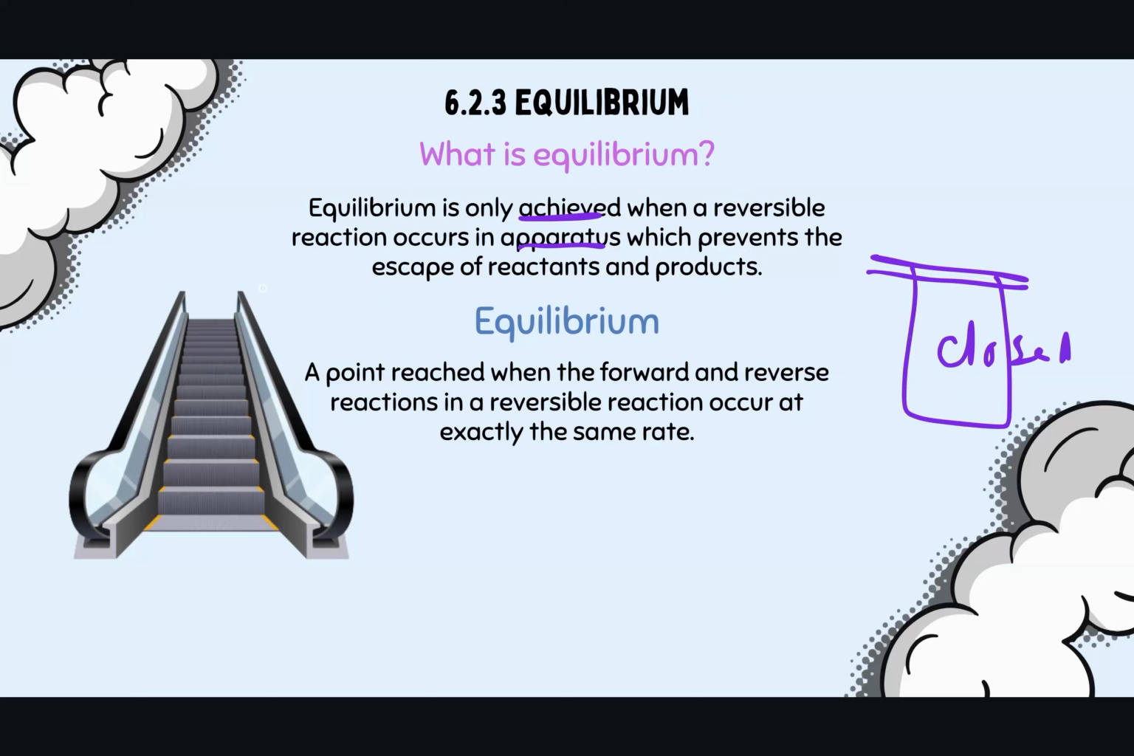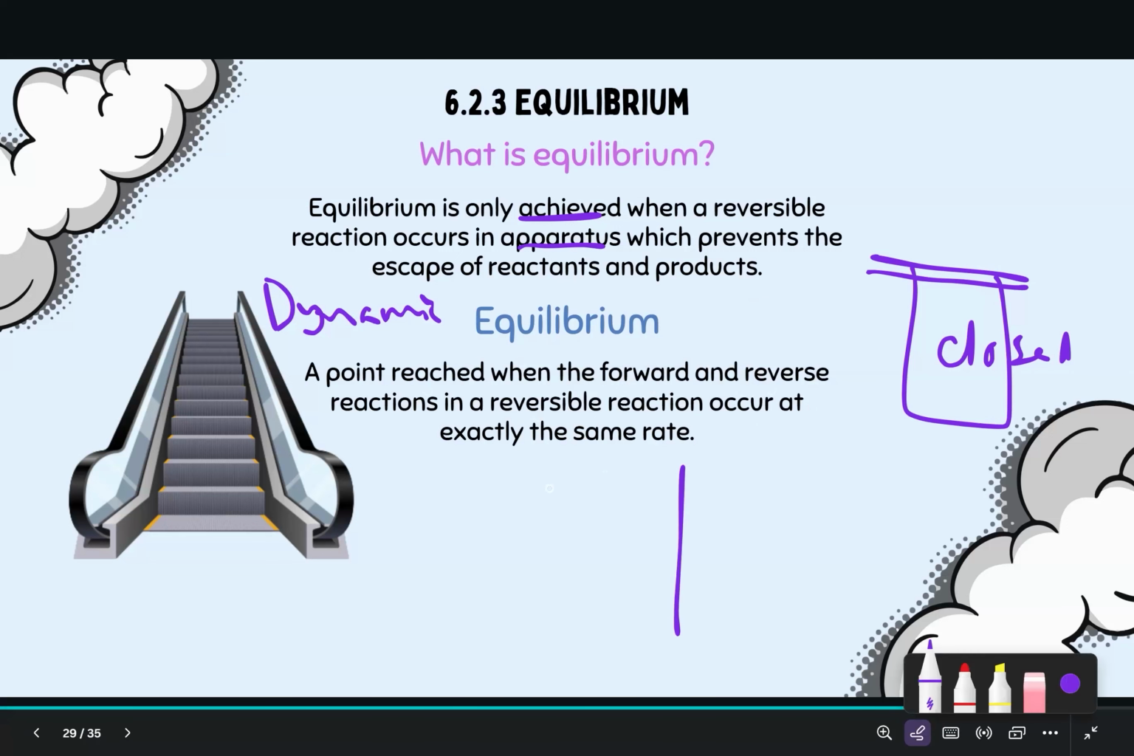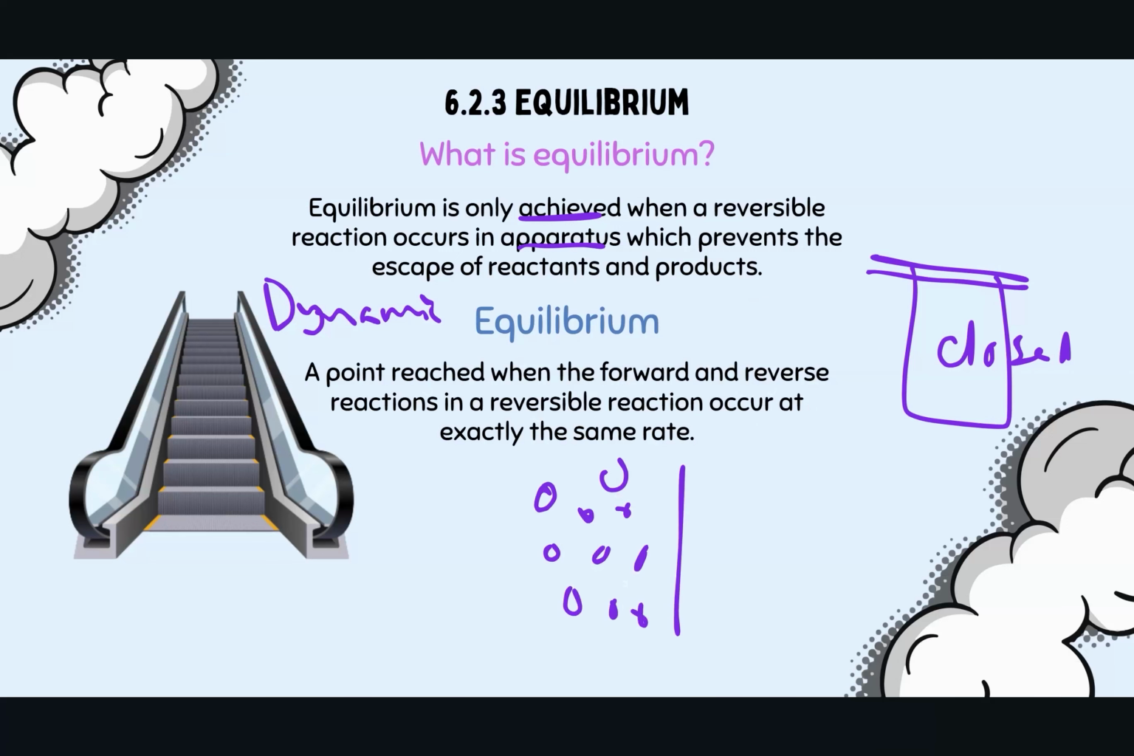Now, dynamic equilibrium is a point reached when the forward and the reverse reactions in a reversible reaction occur at exactly the same time. So, of course, when you have more reactants to start with, the reactants start reacting with each other to start to make the product.